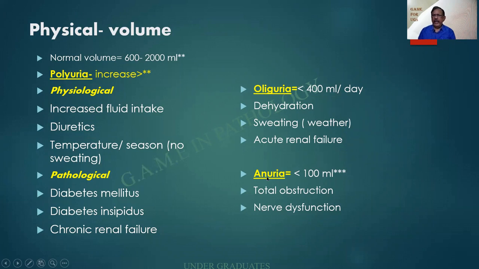In hot weather, in increased sweating, you find that the urinary output is obviously reduced. Anuria. Anuria literally means absence of urine, but less than 100 ml is construed to be anuria. This can happen when there is a near total obstruction or when there is a nerve dysfunction. As I mentioned earlier, the bladder will be inflated with urine, but there will be no urinary output.